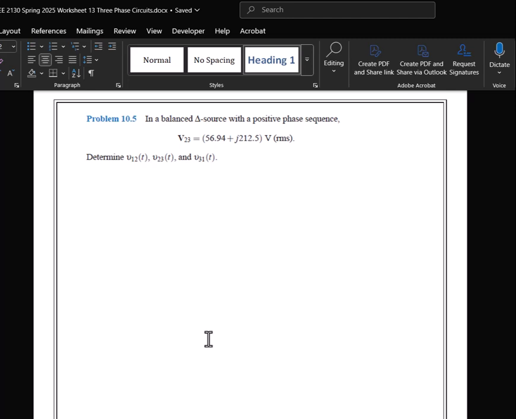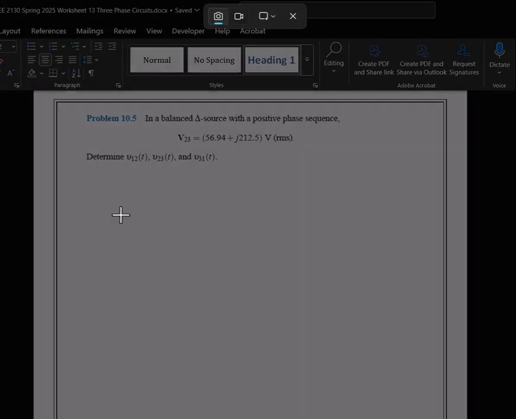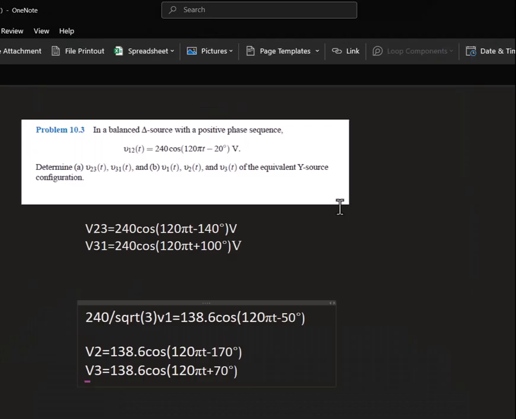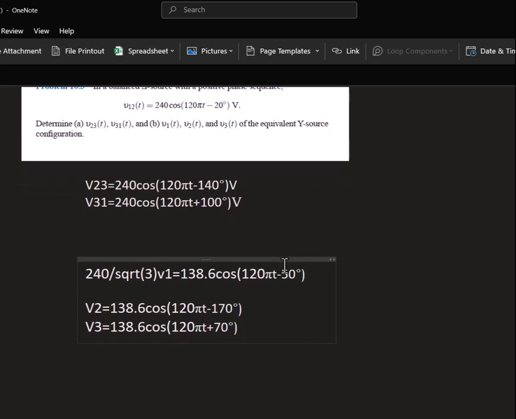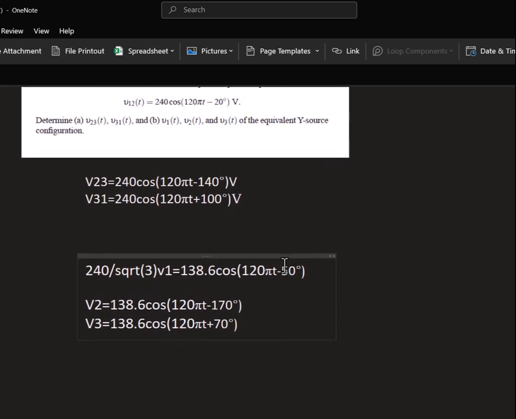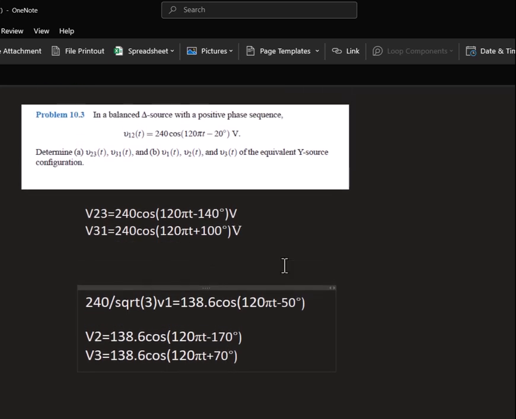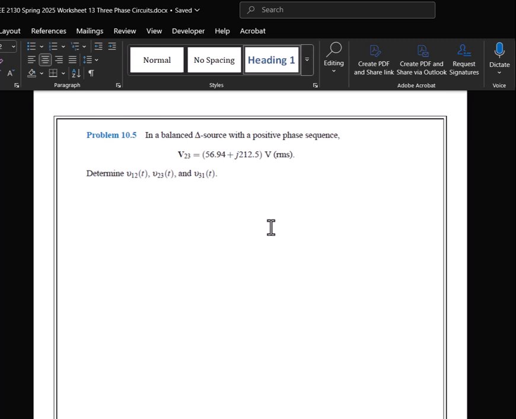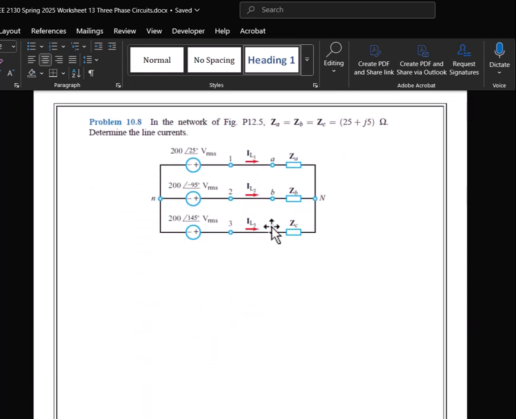Okay. So here I have a balanced delta source with a positive phase sequence. And we want to get, so same problem. Wait, that's what we just did? No, it's a different problem, but it's the same idea. Yeah, we can skip that one. All right, let's go on to 10.8.